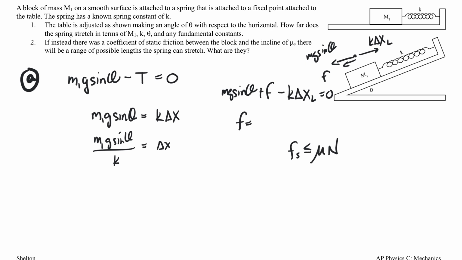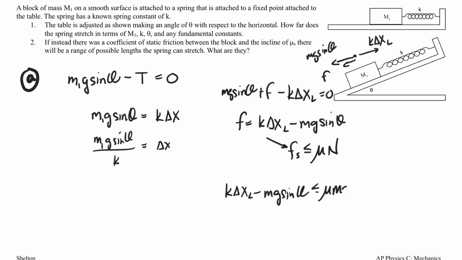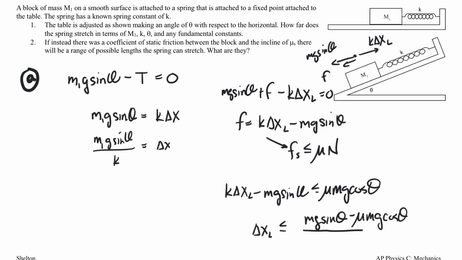So friction equals k delta x L minus mg sine theta. And I'm going to plug that in for my frictional force. So k delta x L minus mg sine theta is less than or equal to mu mg cosine theta. So solving for delta x L, I'll get delta x L is less than or equal to, and then we get all this garbage, mg sine theta minus mu mg cosine theta, all divided by k, which isn't negative, so this will be the greatest delta x can be. And we're right there. Delta x can be less than or equal to this, which means this is the biggest it can get, right? It can be smaller than this, but it can't get bigger than this.